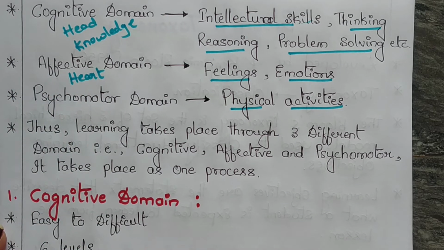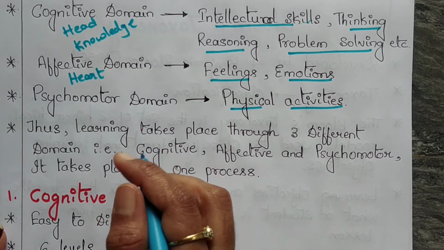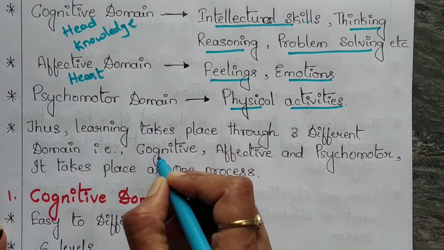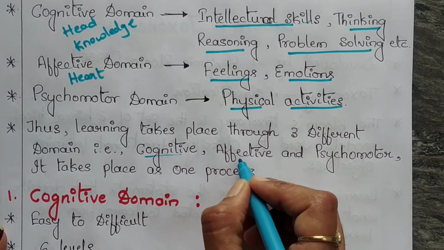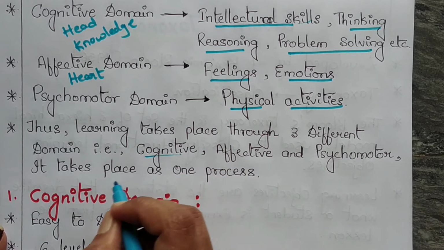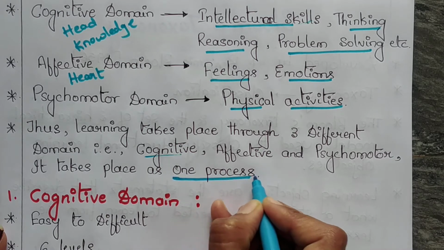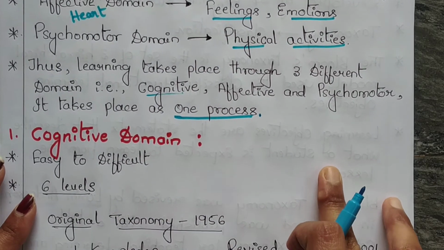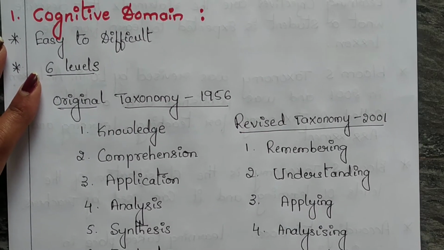First, let us start with the cognitive domain. So learning takes place through three different domains: cognitive domain, affective domain, and psychomotor domain, and it takes place as one process.